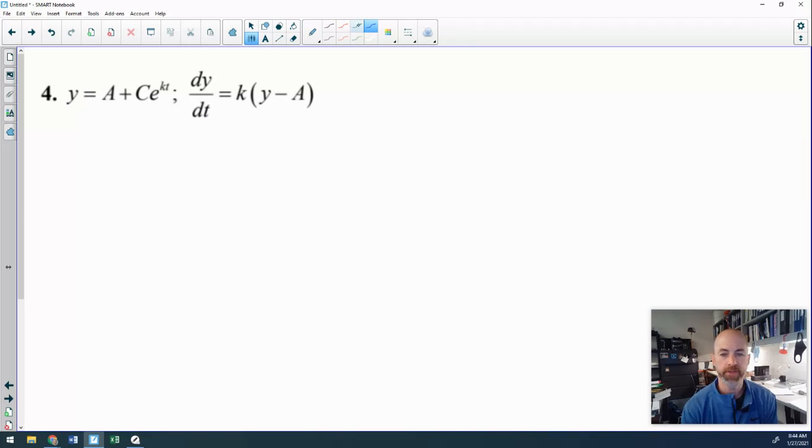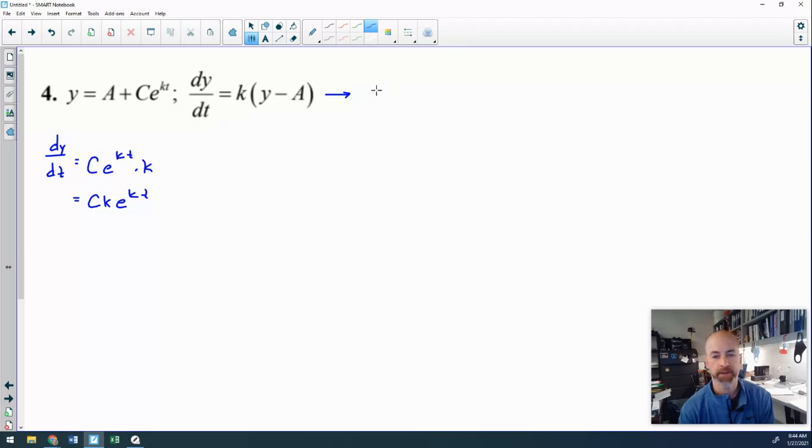So the derivative of y, dy dt, is 0. The derivative of a is 0 plus ce to the kt, and the derivative of ce to the kt, I'll just bring the c along for the ride. The derivative of e to the kt is e to the kt times k. It's a chain rule, so I could call that ck times e to the kt. And let's substitute that and see what happens.